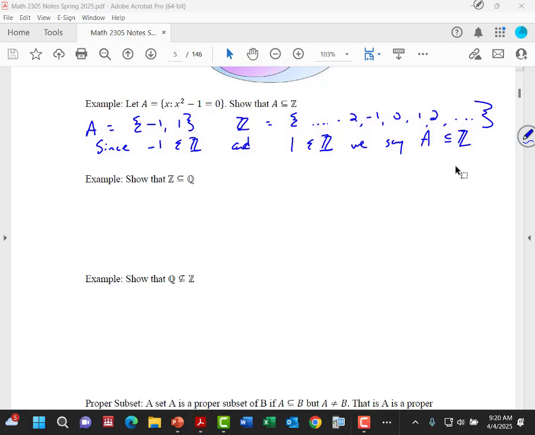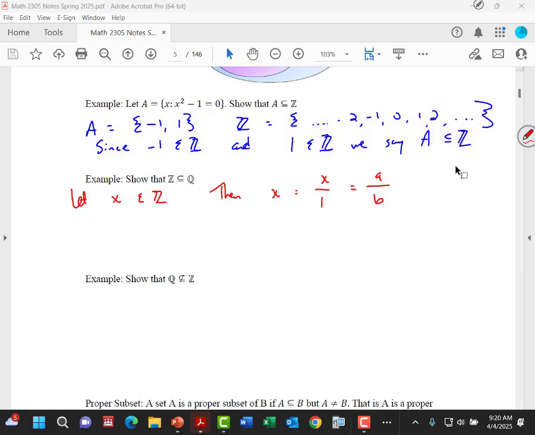Now let's show that Z is a subset of Q. So let X be an element of Z. So pick any integer in set Z. Then I can write X as X over 1, which is some A over B. I could write any integer and divide it by 1, and it's still the same thing.